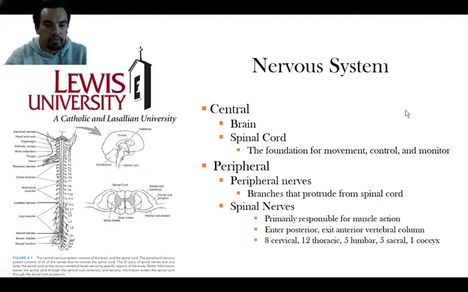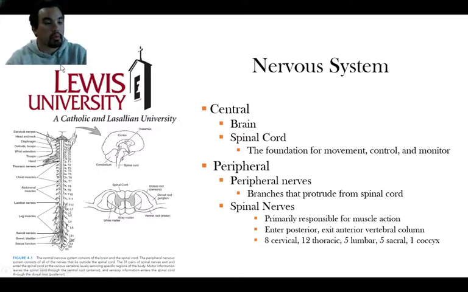The peripheral nervous system is the peripheral nerves, the branches that protrude from the spinal cord. The spinal nerves' primary responsibility is muscle action, and they enter posteriorly and exit through the anterior vertebral column. There are 8 cervical spinal nerves. There are 12 thoracic spinal nerves. There are 5 lumbar spinal nerves, 5 sacral spinal nerves, and 1 coccygeal spinal nerve.